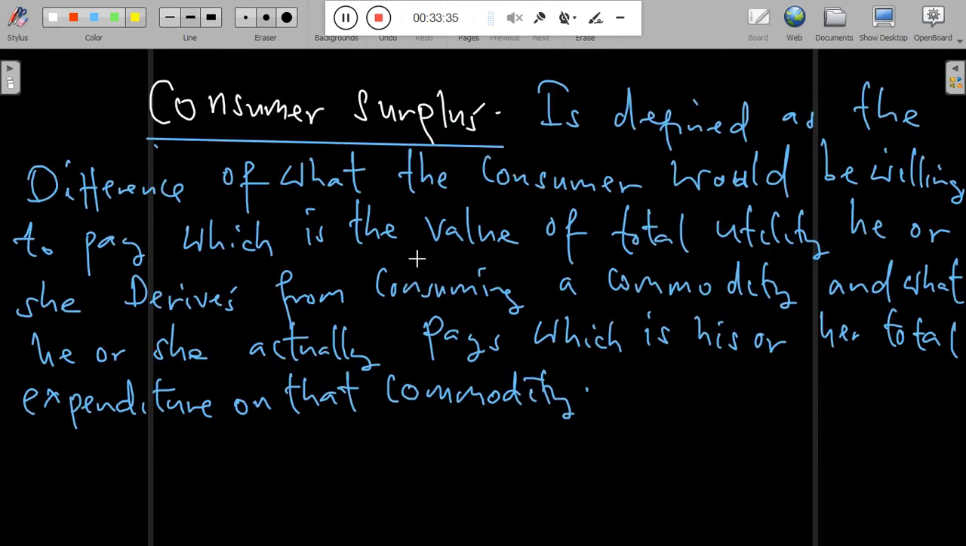Let's come to another concept, consumer surplus. Consumer surplus is the difference between what the consumer would be willing to pay, which is the value of total utility he or she derives from consuming commodities, and what he or she actually pays, which is his or her total expenditure on that commodity.